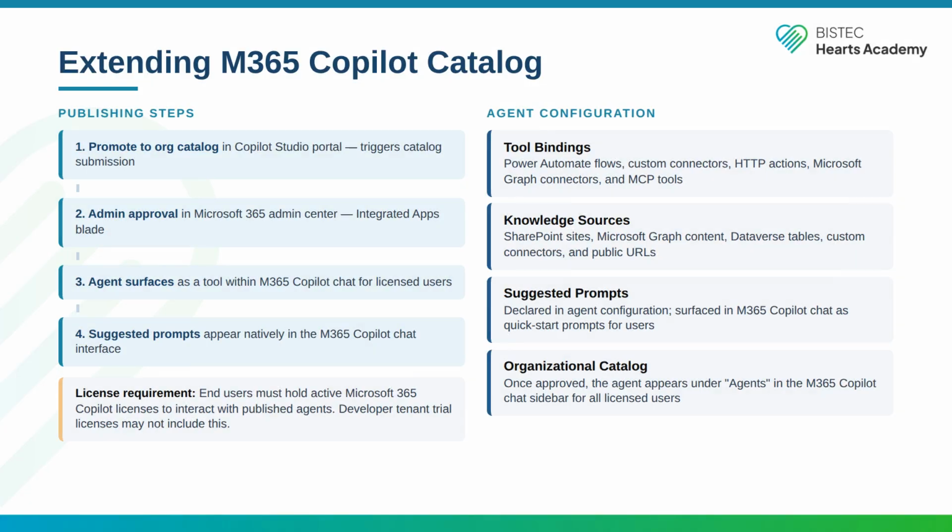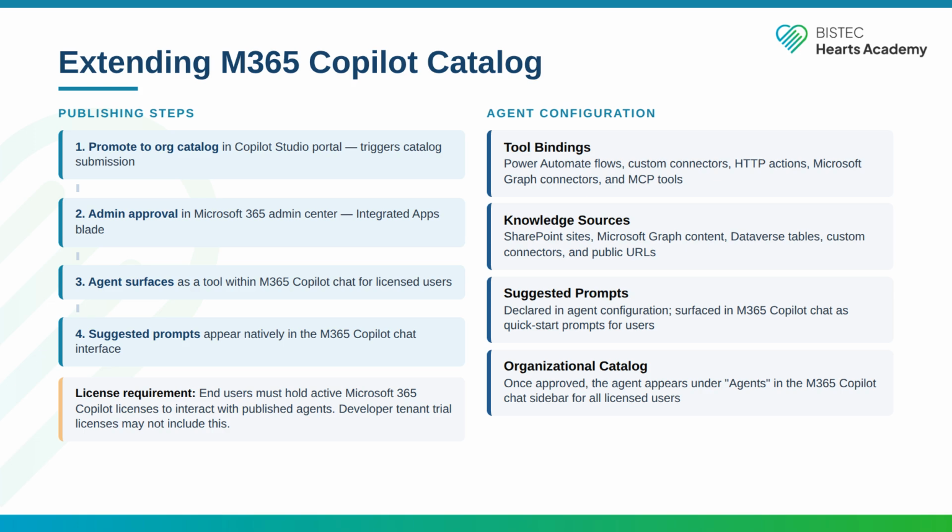Surfacing a Copilot Studio agent in the M365 Copilot catalog is a distinct deployment surface from Teams channels. Instead of being an app that users install in Teams, the agent becomes a tool within the M365 Copilot chat interface, available as a named capability for all users who hold active Microsoft 365 Copilot licenses. The publishing process follows 4 steps.